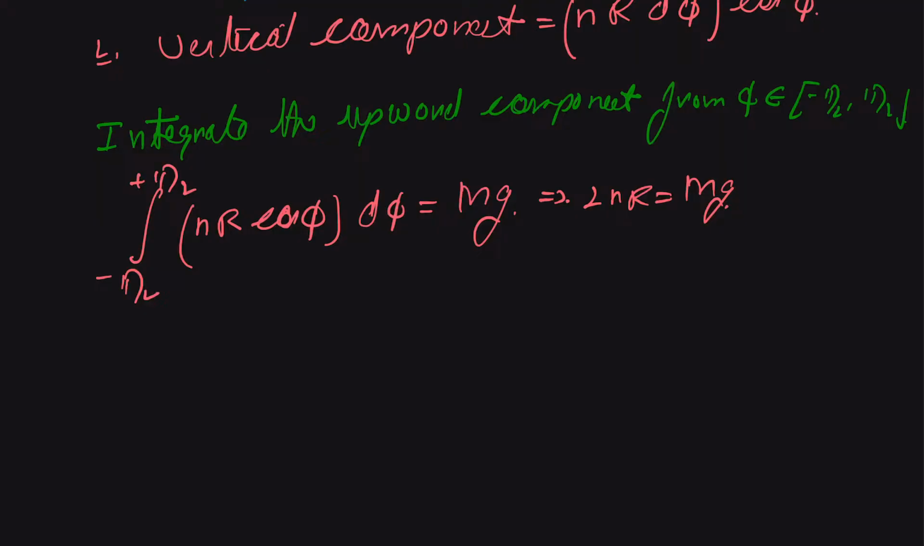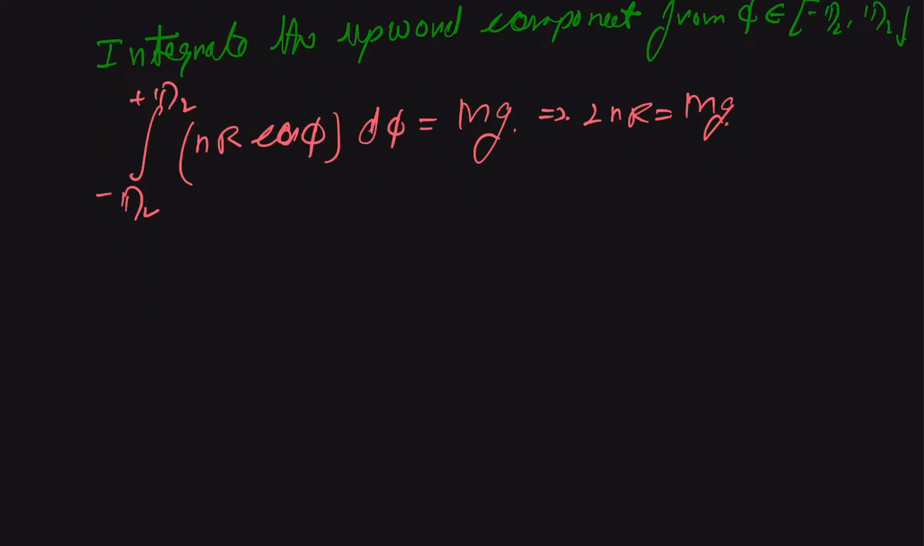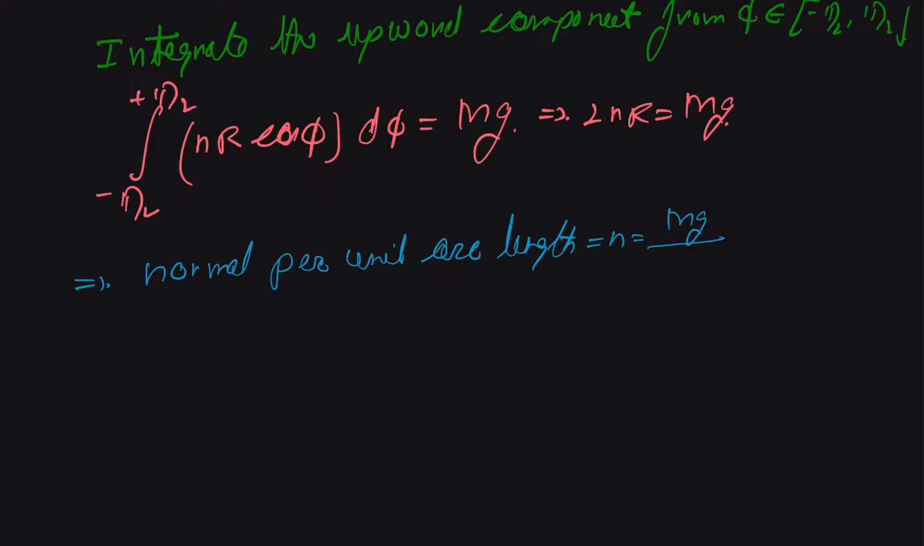And from here we get our normal per unit arc length, that is, small n is equal to mg upon 2r. So we were able to find the normal per unit length.